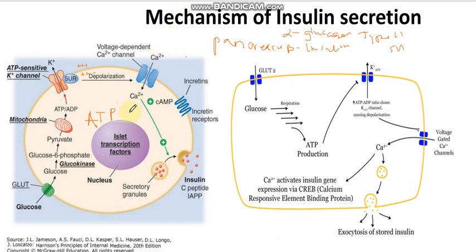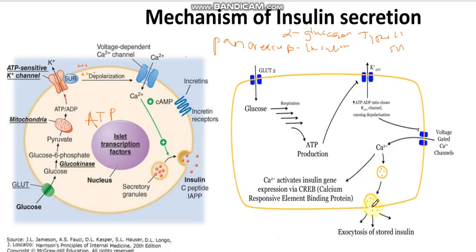Now when it flows in, the calcium activates insulin gene expression via this protein. The protein is called the calcium responsive element binding protein. When the calcium activates the gene, it is going to express the gene that helps in the synthesis of insulin. So with calcium influxing, it's going to help in the synthesis of insulin in the cell. When we produce more insulin in the cells, we are now going to package these insulins in the vesicles, and they get released through exocytosis.